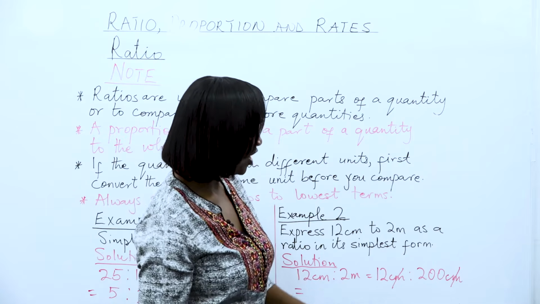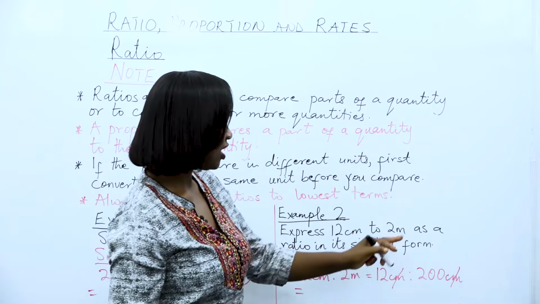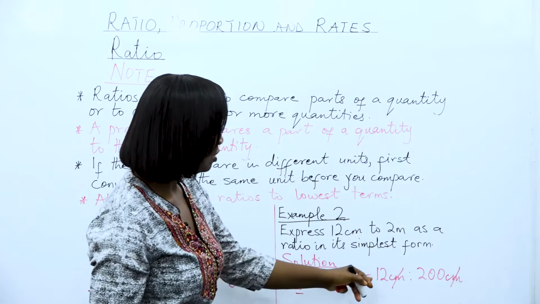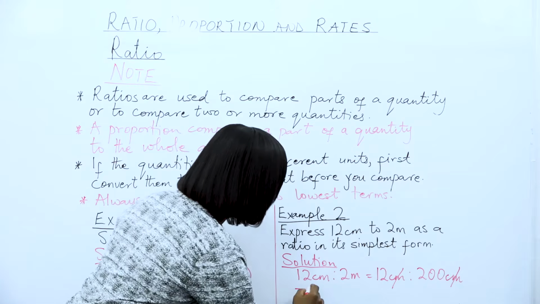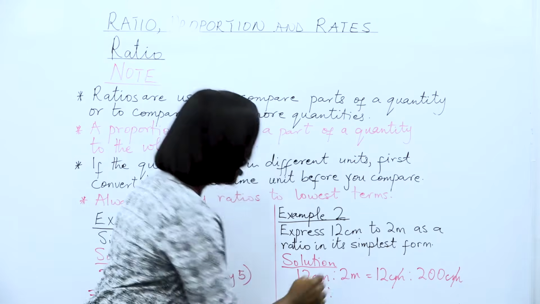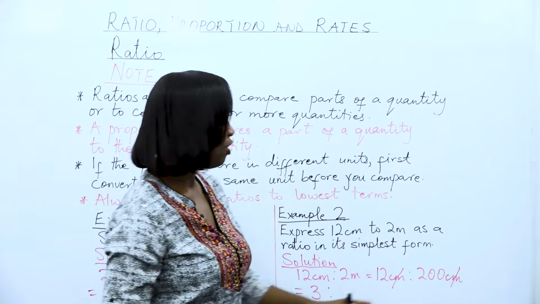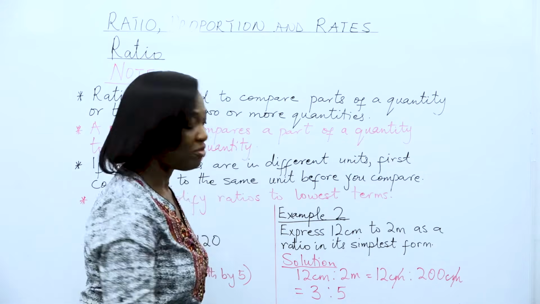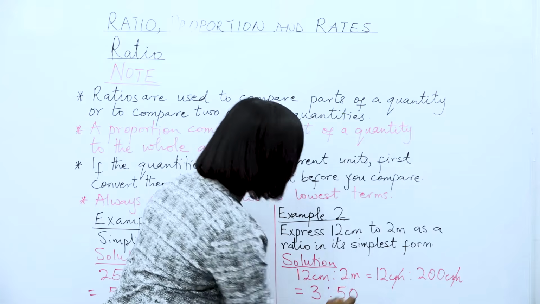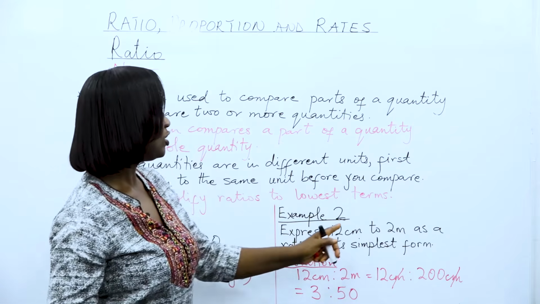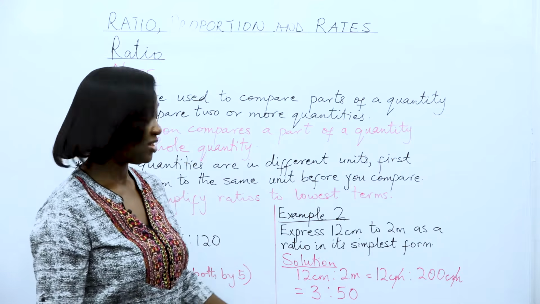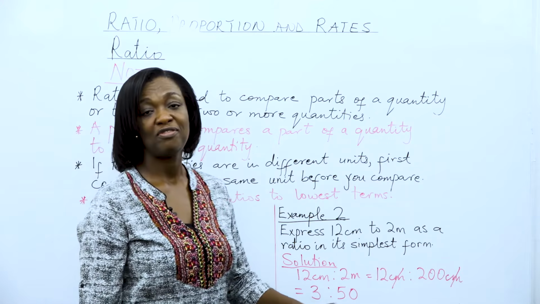We need a common factor of 12 and 200, and that factor will be 4. 12 divided by 4 will give us 3, and 200 divided by 4. 4 in 20 is 5. 4 in 200 is 50. So 12 centimeters to 2 meters in the simplest form is actually 3 ratio 50.